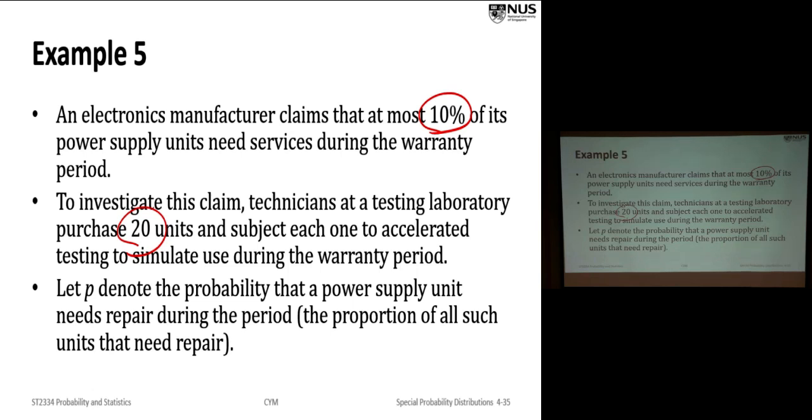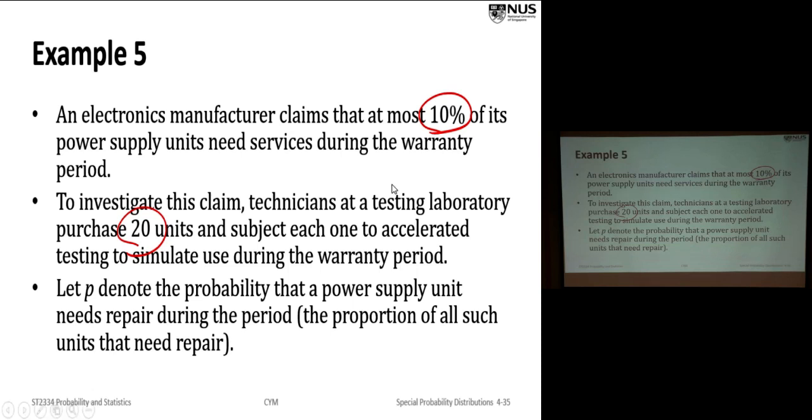Maybe his product is so good that it's not 10%, maybe only 1% need service during the warranty period. Usually it's not the case. Usually the manufacturer will try to under-declare. So now we are worried about whether P is in fact more than 10%, that means more than 10% need service during the warranty period.